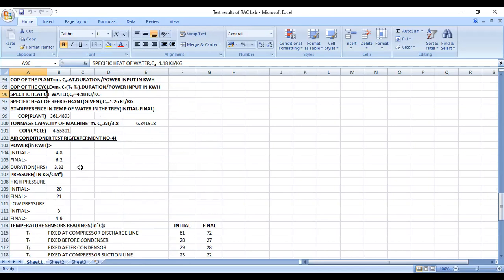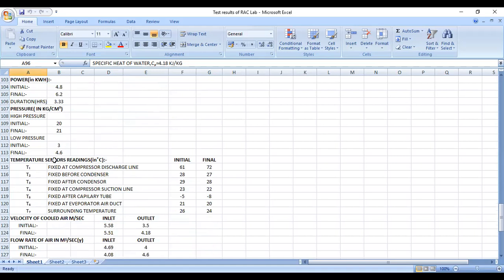Its power input was initially 4.8, finally 4.6, duration 3.33 hours. Initial high pressure was 20, finally 21. Low pressure initially 3, finally 4.6. The temperature sensor reading in degrees centigrade: T1, fixed at the compressor discharge line, initially 61 and finally 22.